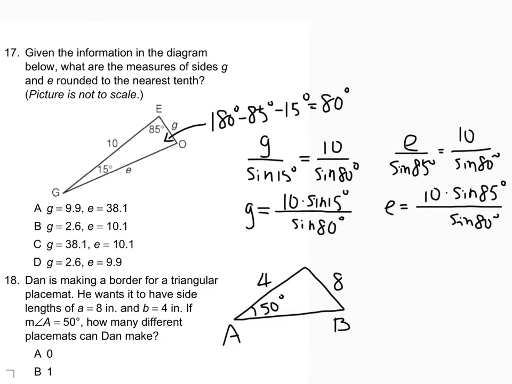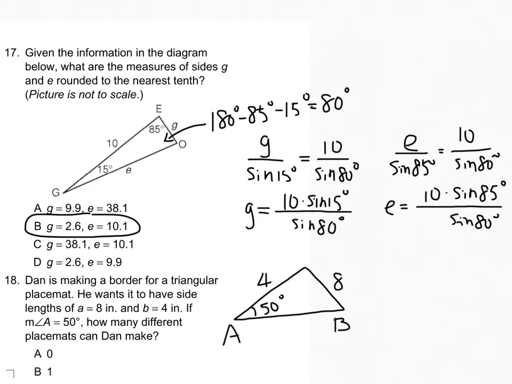And then the answer is going to be, so check on your answers, it's going to be your letter B. G equals 2.6 and E equals 10.1. Once again, you have to check: is the largest angle across from the largest side, and the smallest angle across from the smallest side?